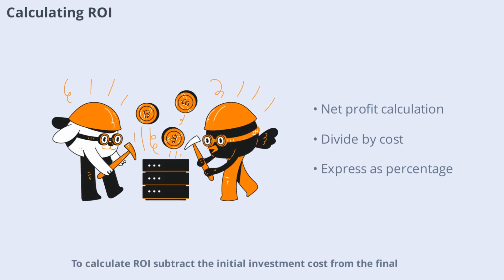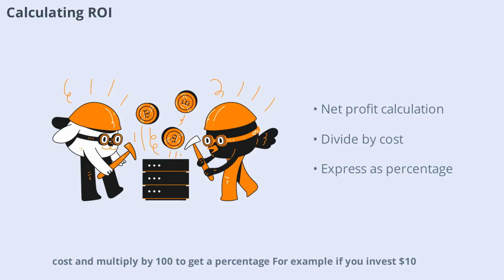To calculate ROI, subtract the initial investment cost from the final value of the investment to get the net profit. Then divide the net profit by the initial investment cost and multiply by 100 to get a percentage. For example, if you invest $10,000 and earn $12,000, your net profit is $2,000. Divide $2,000 by $10,000 to get 0.2, or 20%. This means your investment returned 20% profit.